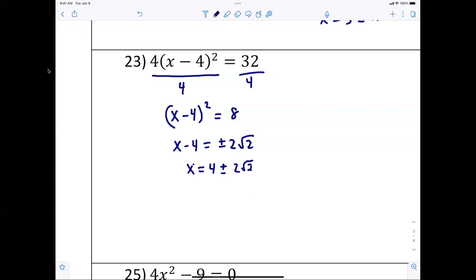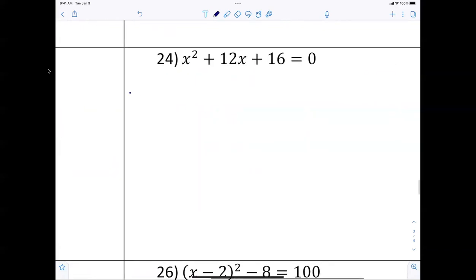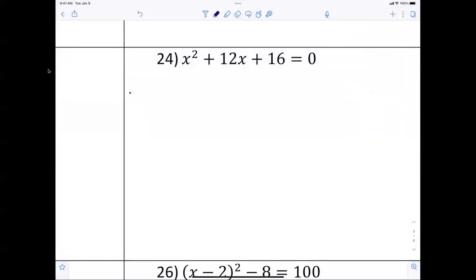All right, let's take a look at number 24 now. 24, look at that for me. For question number 24, can you factor that? 16. I don't think so. 4 and 4, right? 2 and 8. Nothing works. Now, because it is a what?